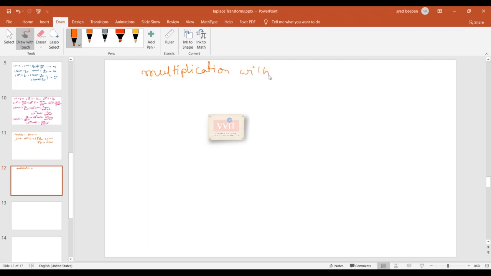Multiplication with t. So L of f of t is equals to integral 0 to infinity f of t e power minus st times dt, which is taken as f of s. Now L of t times f of t I have to handle, which is equals to integral 0 to infinity t times f of t e power minus st dt. This is how much, in terms of f of s?